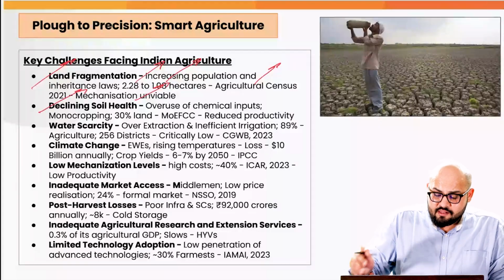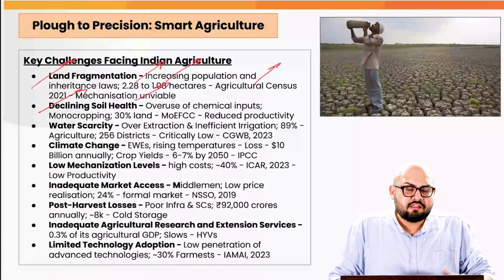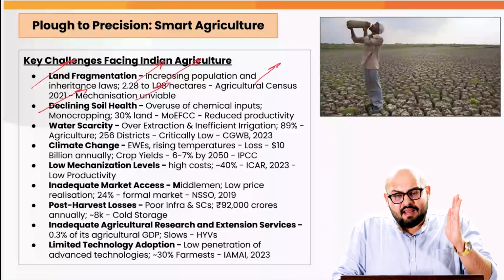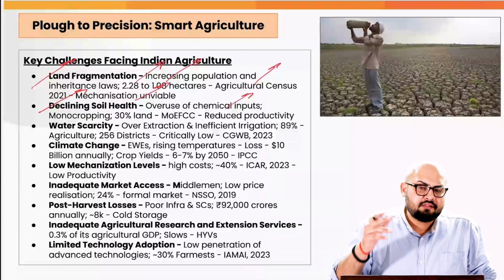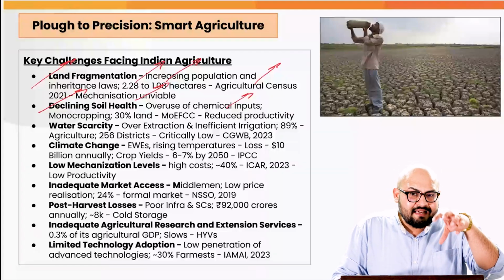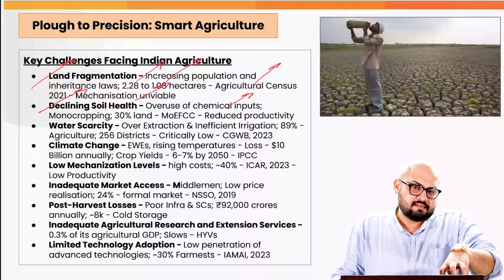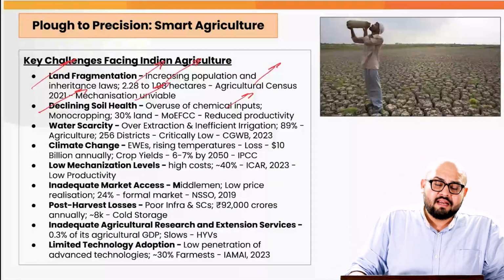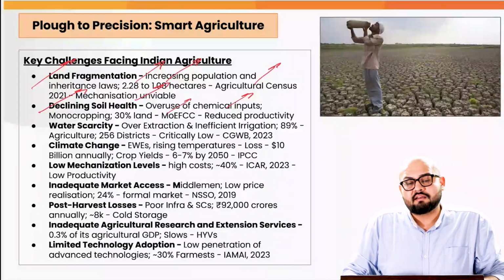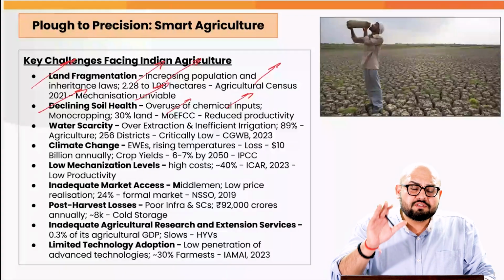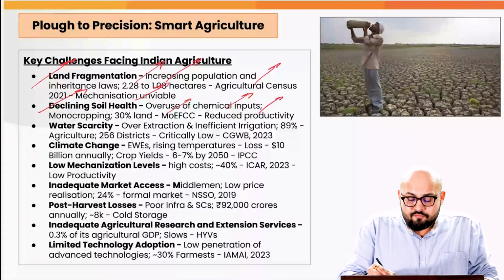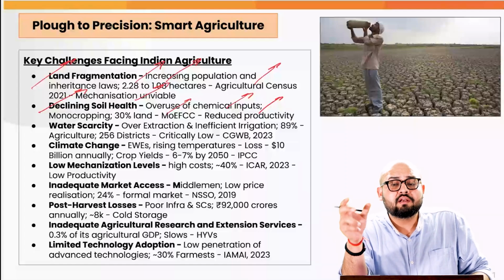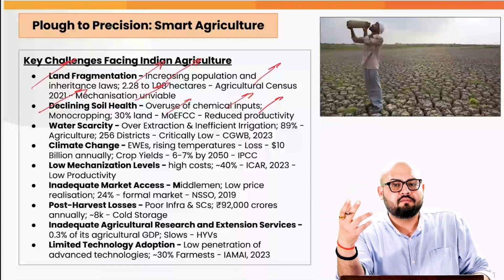Next is declining soil health. What we have seen specifically after the Green Revolution is an excessive use of chemical inputs, be it fertilizers or pesticides, and that has degraded the soil to the very possible extent. Therefore, we have data given by the Ministry of Environment, Forest and Climate Change, which says that almost 30% of India's land has been degraded. Again, if you have degraded land, what would it lead to? It would reduce the overall productivity of the land.